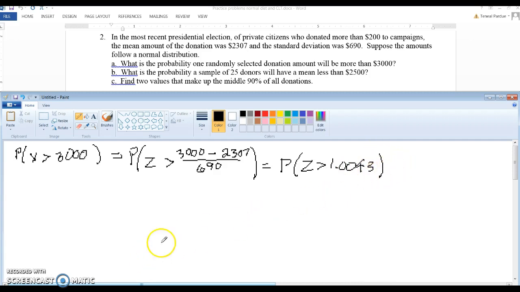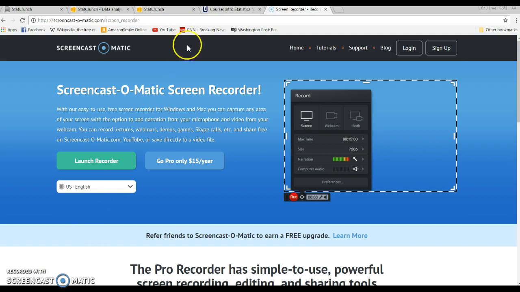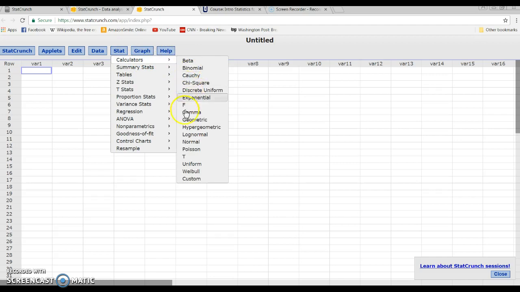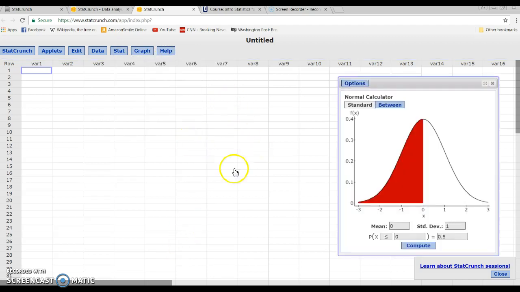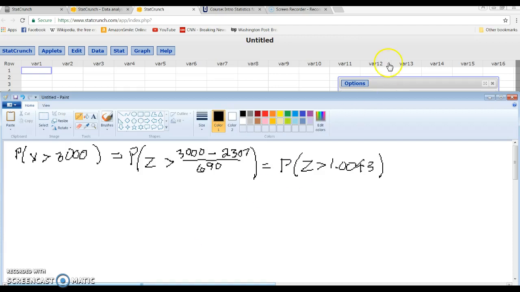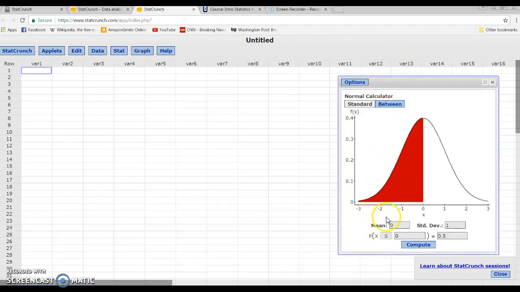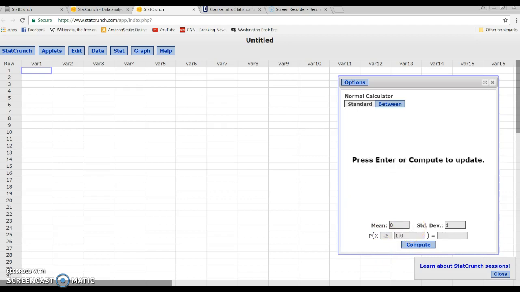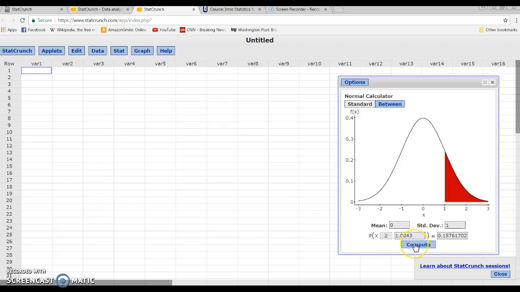And now to find that probability, we need to go over to StatCrunch. Pull up the normal calculator. And we said that's 1.0043 greater than. So we go to greater than 1.0043 and compute, and that's our answer. So the probability is 0.1576, and you could copy and paste that into your homework. All right, so that's problem 1A.